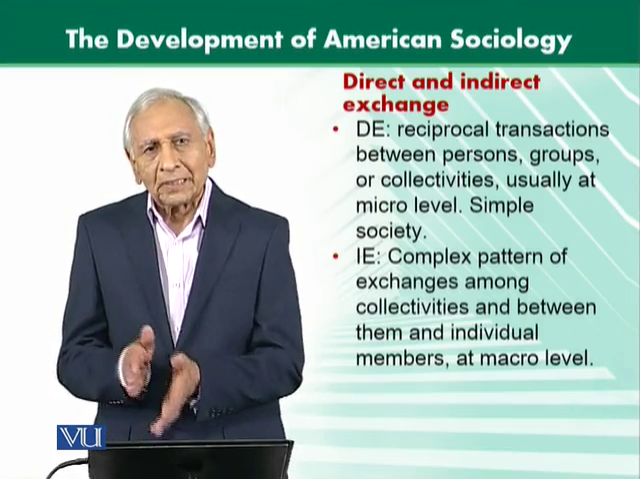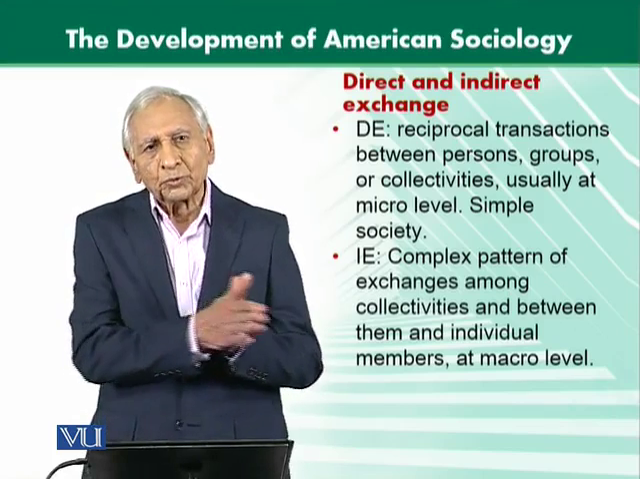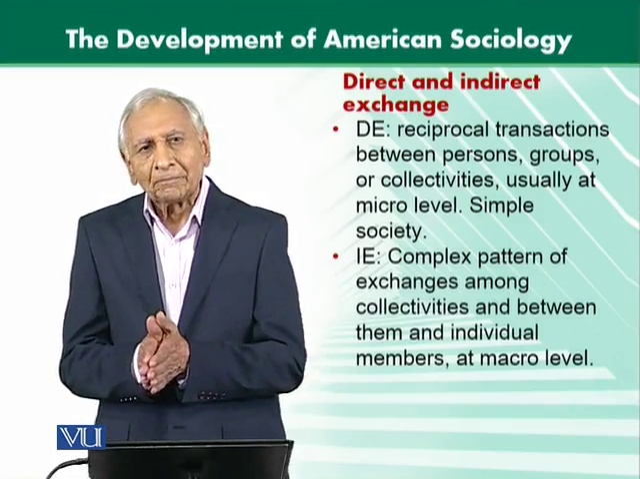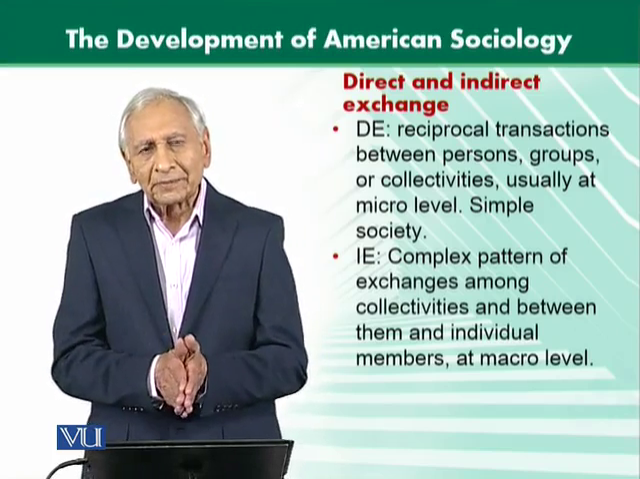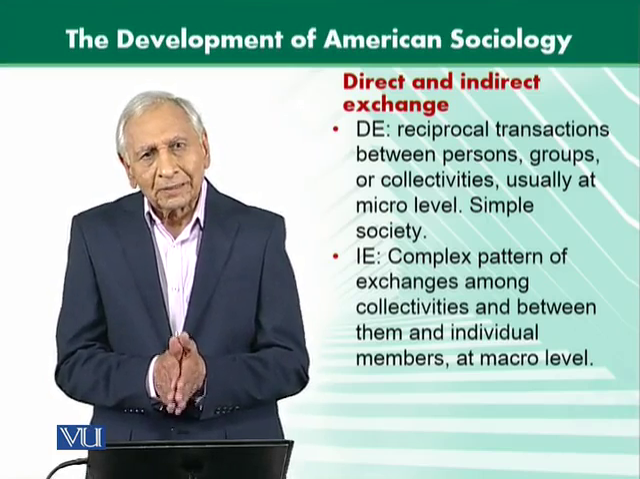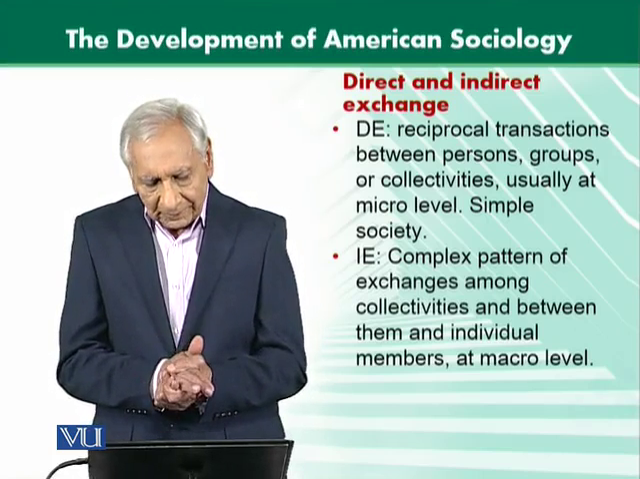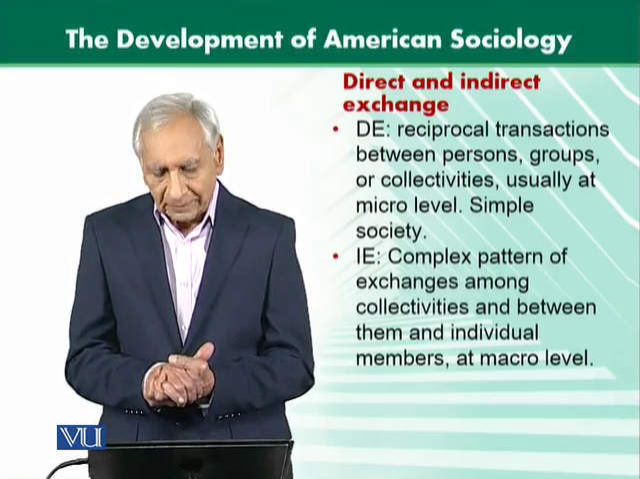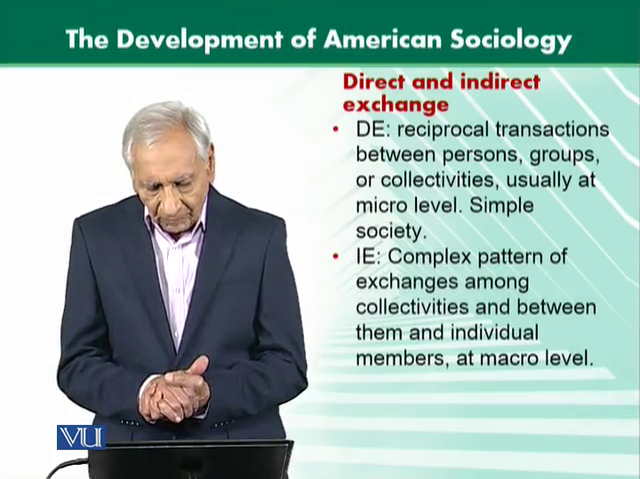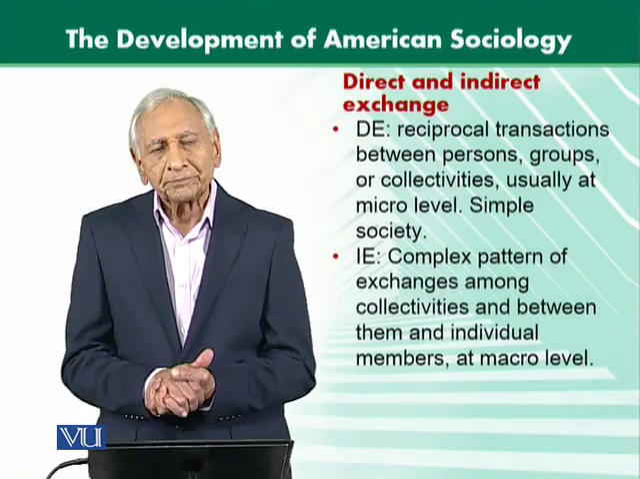We observe these micro level interactions or social exchange in the simple society. But as the society moves from, let's say, agrarian society to an industrial kind of society, we see that it becomes more complex. And in a complex society, we come across the indirect exchange. So indirect exchange implies the complex pattern of exchanges among collectivities and between them and individual members at macro level.